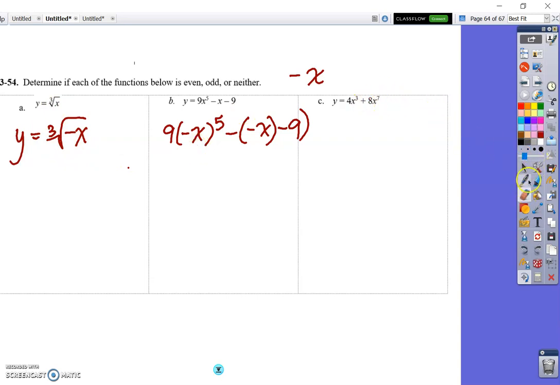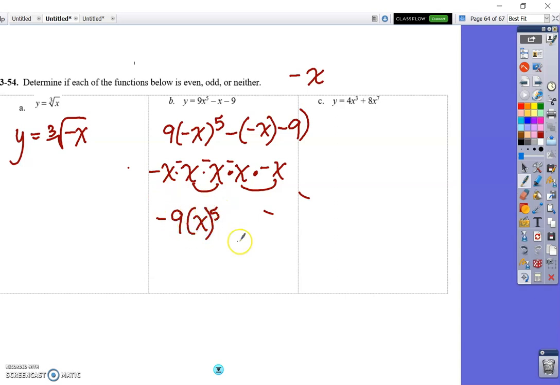This one I'm just going to simplify. Negative x to the 5th means negative x times negative x times negative x times negative x times negative x. I'm going to write it down. That makes positive, that stays negative. So I get negative 9x to the 5th. And then the middle becomes plus x. And the last one stays minus 9. And so this is not the exact opposite. The first term is opposite, but the last term is not.